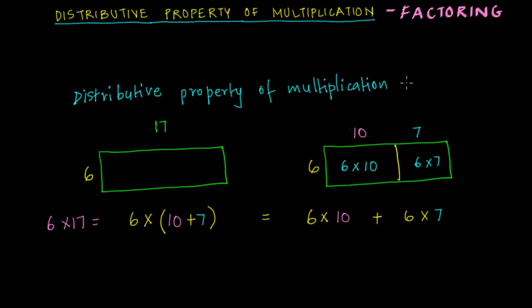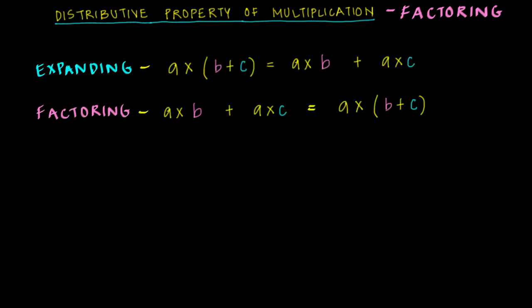And this form is called expanding because when you are given a times (b + c), we can expand this to a times b plus a times c. So now let's look at the factoring form of the distributive property of multiplication.